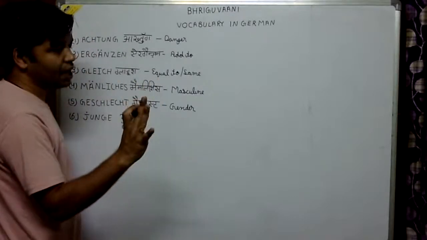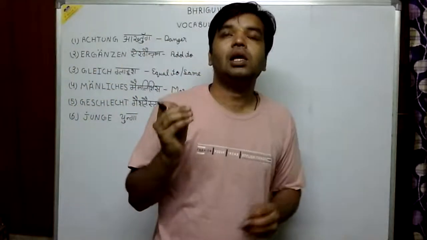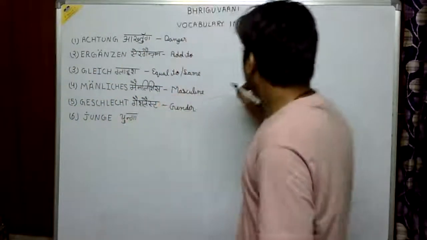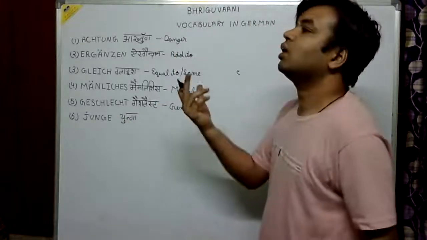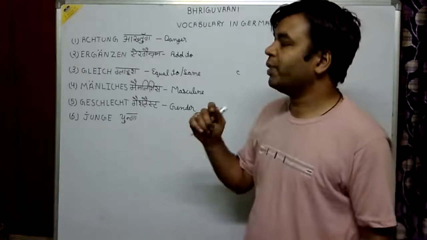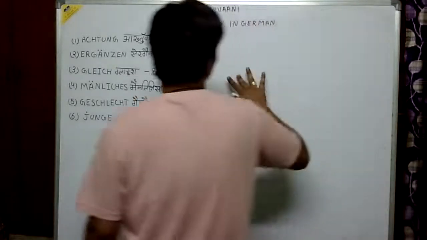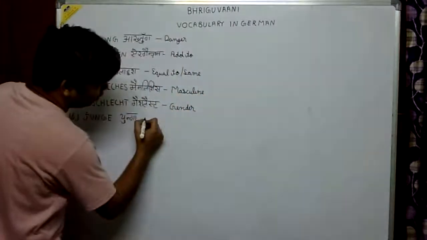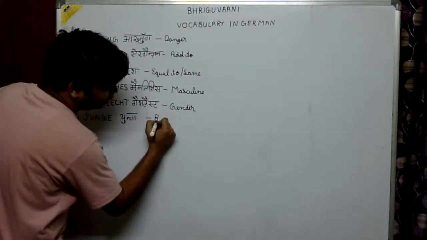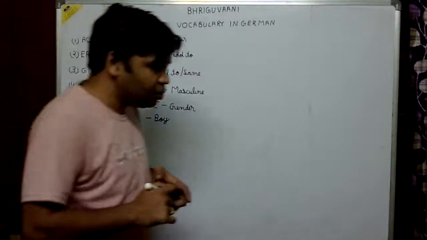Don't pronounce it as Junga. Just pronounce the final E as a small "a" sound. For E, we say a small a. So it is pronounced Yunga. And what does this Yunga mean? This Yunga means boy.